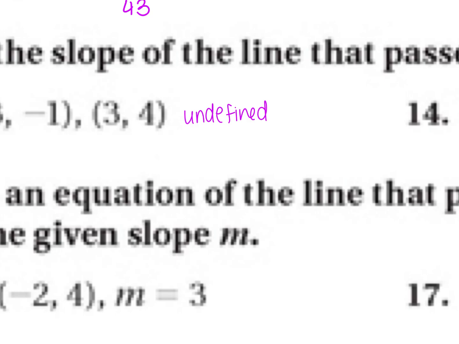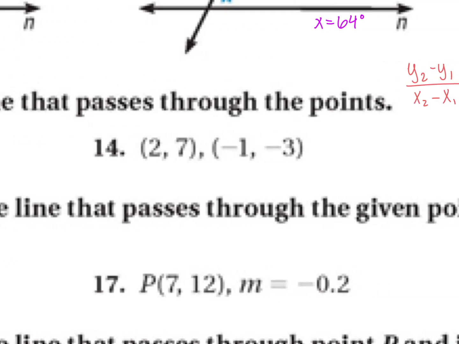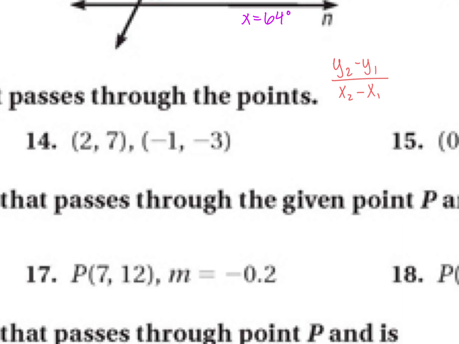It's not a zero slope, it is undefined. So looking at 14, still doing the same thing using the slope formula, I'm going to have -3 minus 7 over -1 minus 2. I'm going to get -10 over -3. And your answer should be positive 10 over 3.